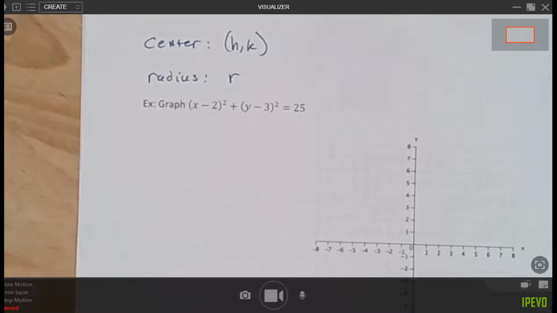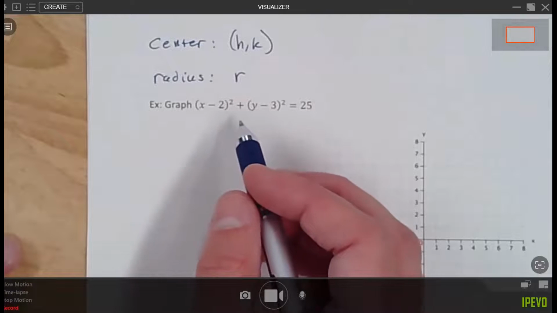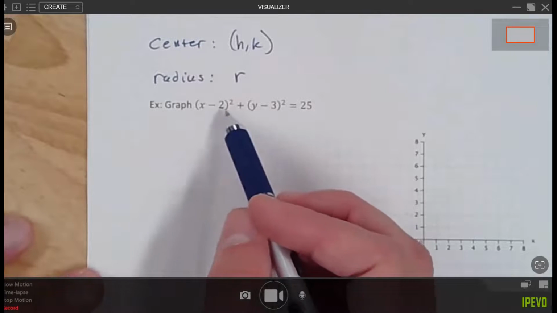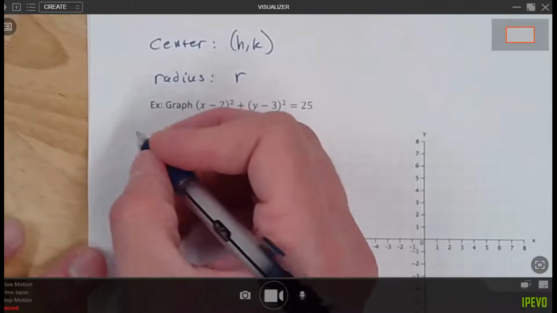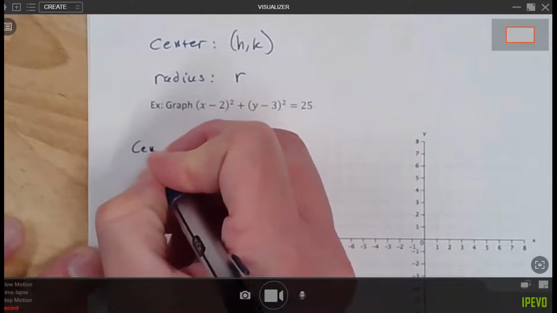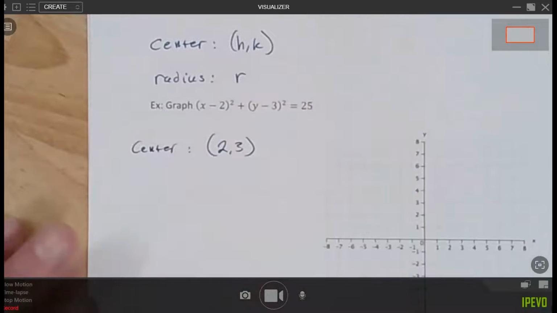Yeah, the center is not part of the circle, but it's an important feature of the circle. What is the center of the circle? So we're looking for the x and y coordinate. I know I've got x minus 2 and y minus 3, so it's not too terrible to see that the center is the point 2, 3.